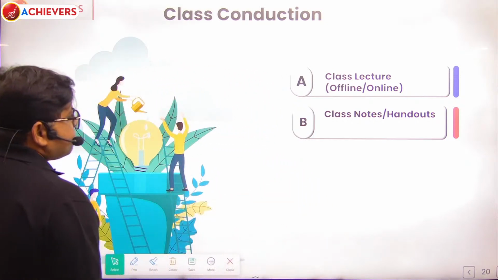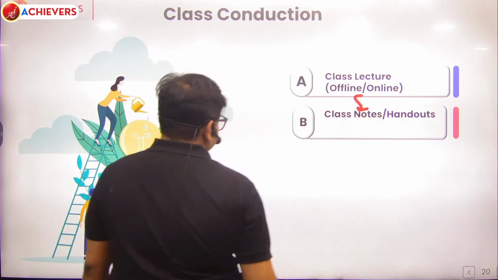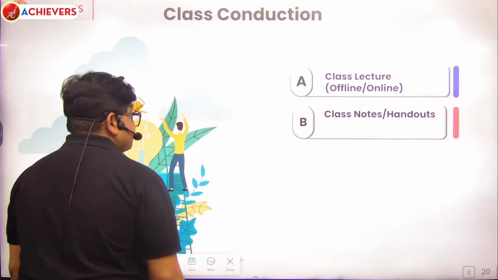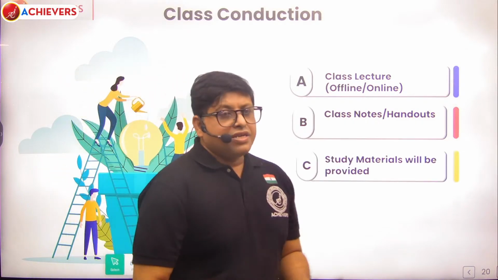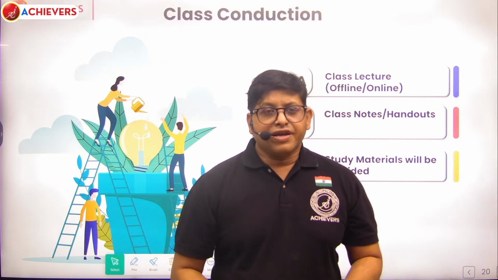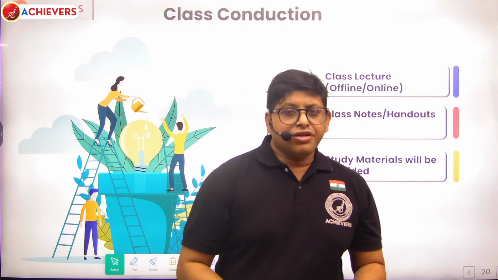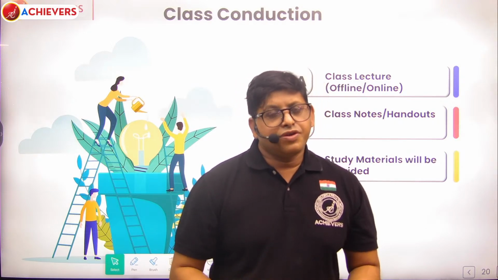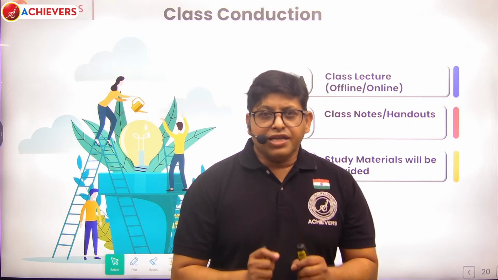Class notes and handouts: you will be given class notes or handouts after every class. Study material will be provided after we complete the entire chapter. For example, when we complete covalent bonding 2, we will provide the study material and suggestions for covalent bonding 2. But class by class we will provide the class notes or handouts, so that you don't need to copy anything.